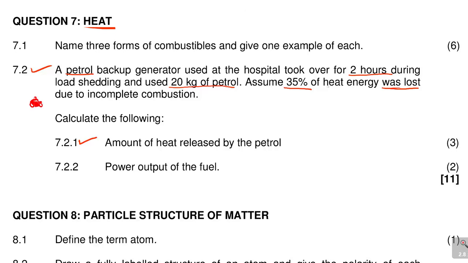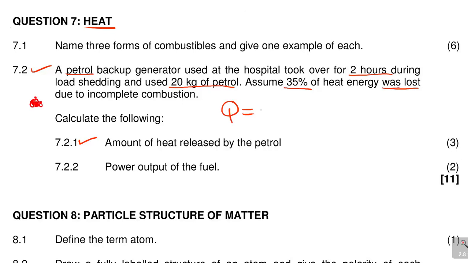Now assume 35% of heat energy was lost during the complete combustion. Calculate the following. So what are we calculating? The amount of heat released by the petrol. So how do you calculate the amount of heat? Remember, the amount of heat can be calculated by the letter Q.